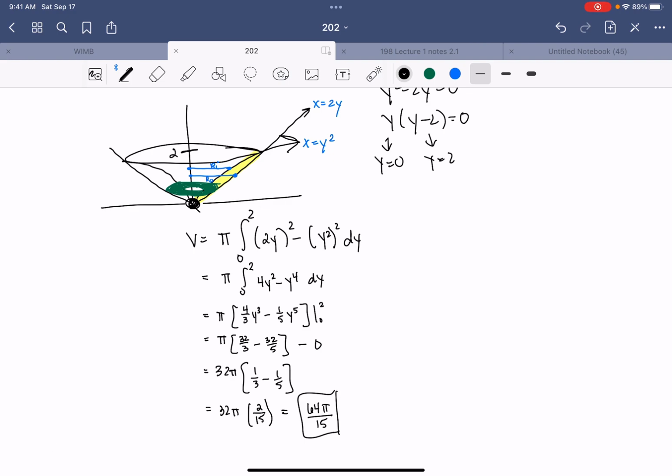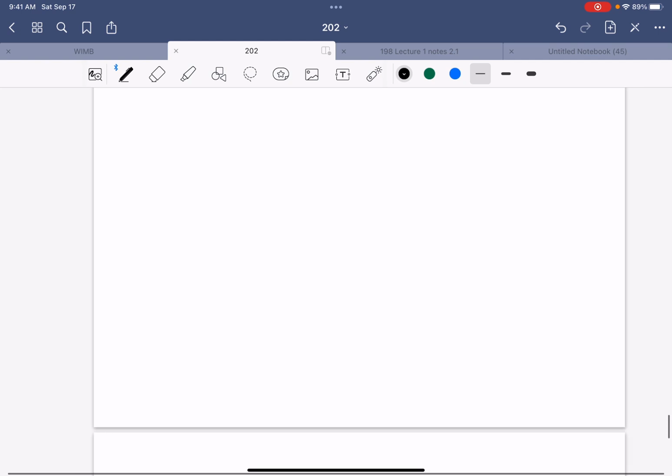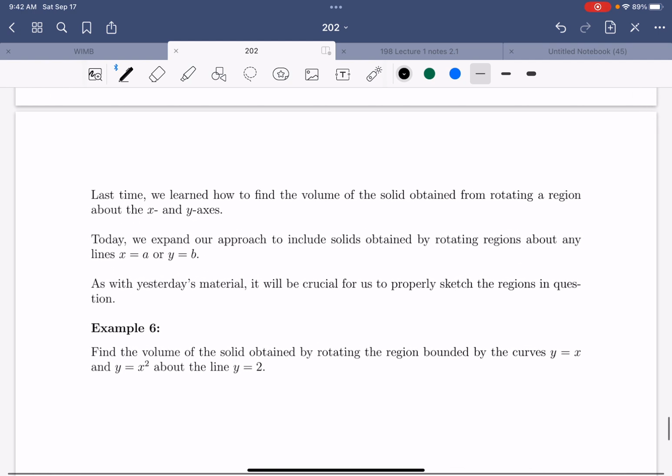And we're going to go ahead and stop this video here because the next problems all deal with how to change from rotating around an axis like the y-axis or the x-axis. You can rotate it around any vertical or horizontal line you like. So what happens if we change it to something else? And we'll go over that in a different video.